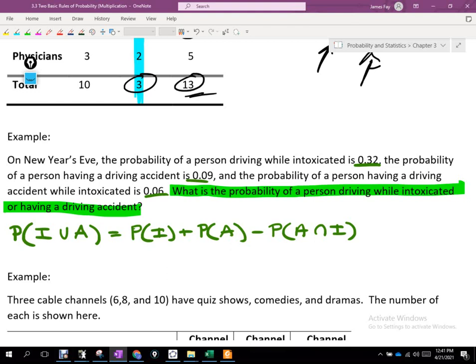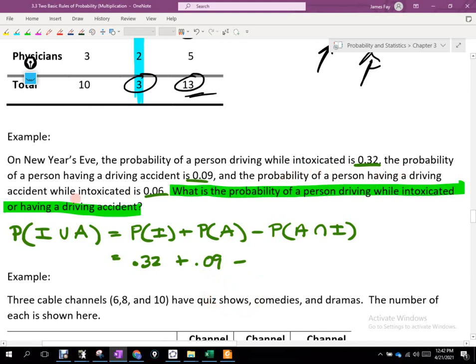What's the probability of being intoxicated? What do they say here? 32%. Add to that the probability of getting in an accident, 9%. So of these 32%, all of them were intoxicated, but some of them did get in accidents and some didn't. Here, all of these 9% got in accidents, but some of them were intoxicated and some of them were not. So we've got to find that some that were intoxicated and in accidents. Is that number reported?